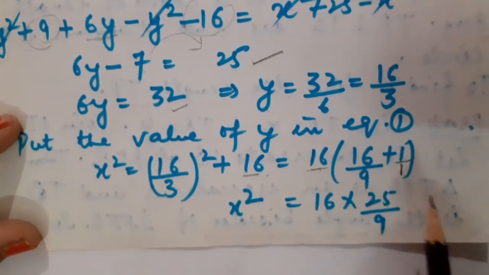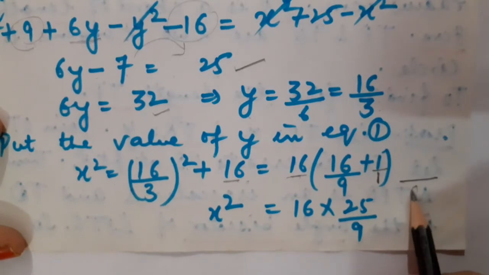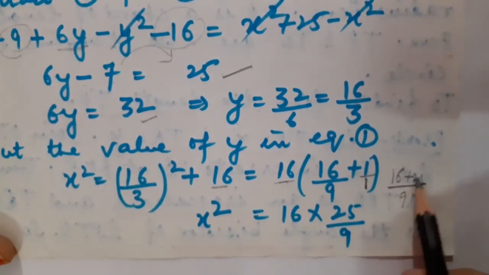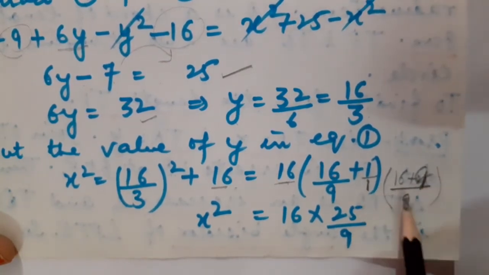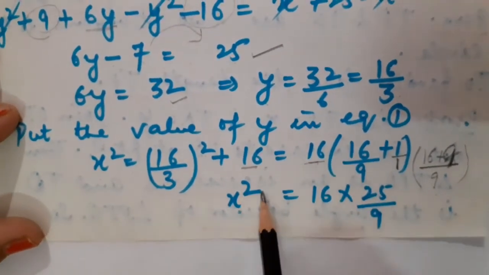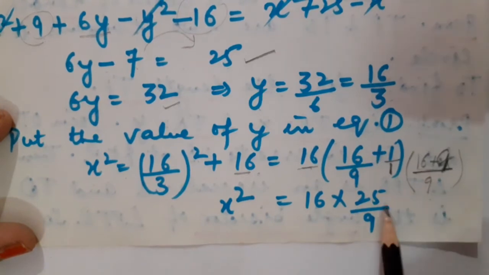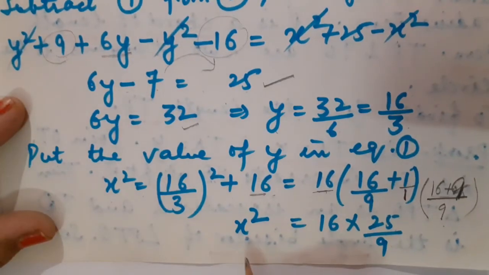Because they are fractions, definitely we will have to take the LCM. 9 will be the LCM. So I will be getting 16 plus, sorry, 16 + 9 upon 9 at the numerator. So I have got x² = 16 × (16 + 9)/9, that is 25/9. Correct children?